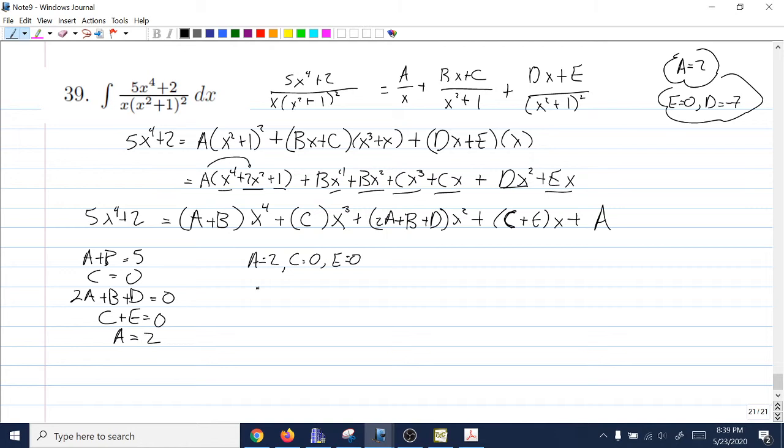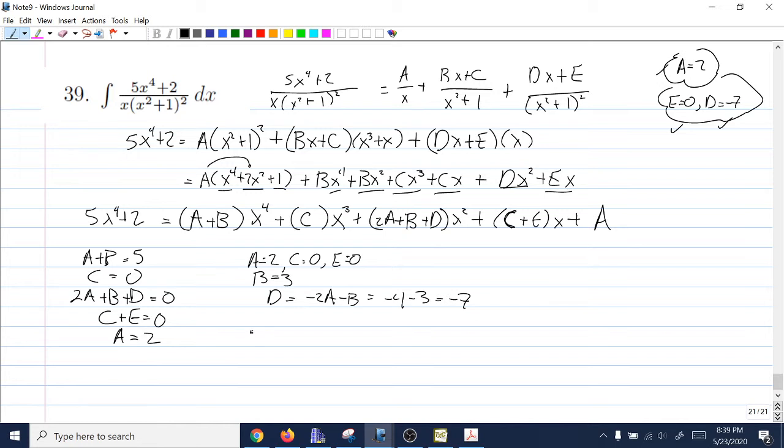A plus b is 5, so b better be 3. D needs to be negative 2a minus b. Negative 2a is negative 4, minus 3 is negative 7. Hey look, d was negative 7 over here. E was 0, a was 2. Everything we predicted from the cover-up method has come true. This feels good. What am I integrating now?